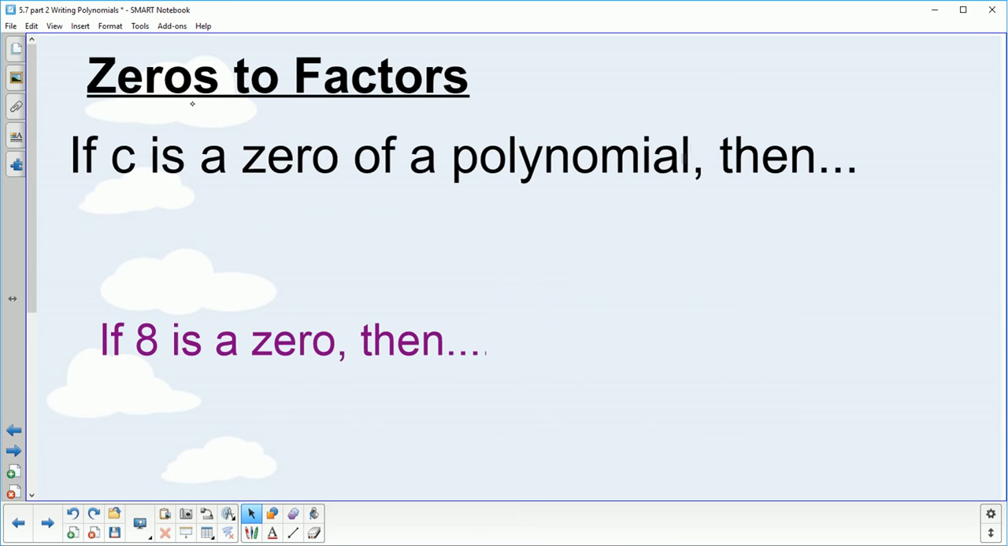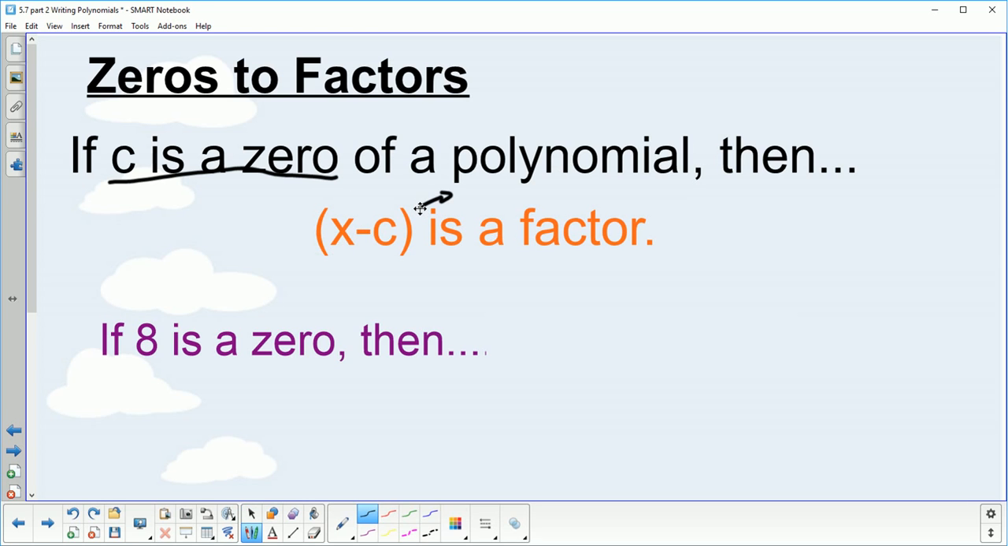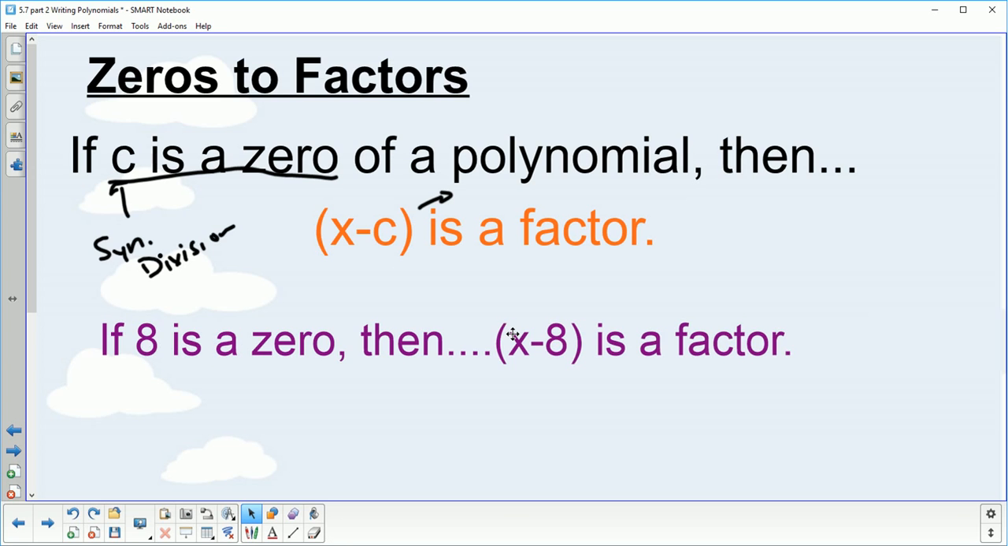A couple things we need to keep in mind is our factor theorem. So zeros to factors. If c is a zero, remember, of some polynomial, then that means that x minus c has to be a factor of that polynomial. And in fact, you can help factor by doing synthetic division on that, and that'll help us factor out to the other polynomial, and so on and so on. So an example there, if 8 is a 0, then that means x minus 8 must be a factor. Okay, so I may tell you that 8 is a 0 of some polynomial. That means x minus 8 must be one of the factors of the polynomial.